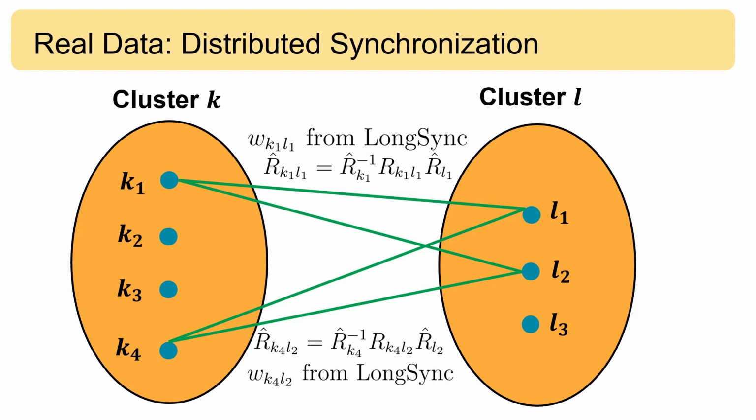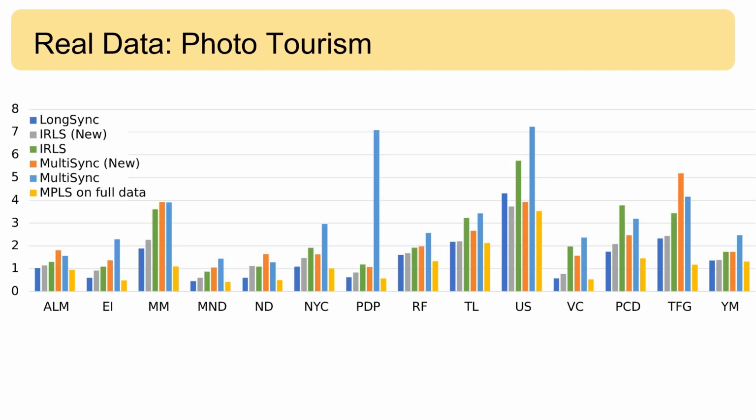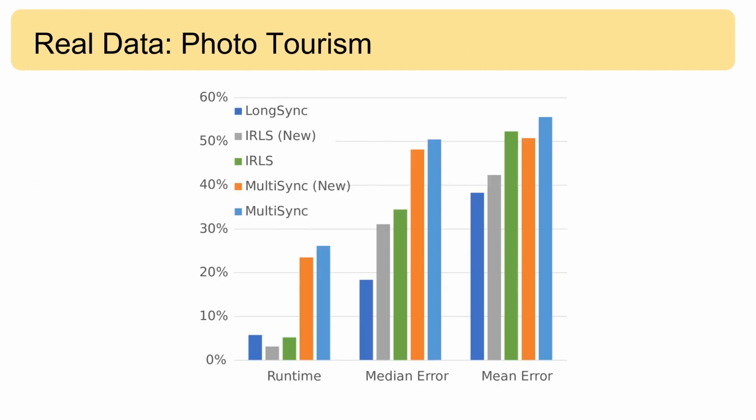Then, we take the weighted average of relative rotation estimates from each edge as the initialization of the L1 rotation averaging. We summarize the results on phototourism here. As we can see on the comparison plot, our method achieves a much lower mean and median error than iterative weighted least squares without significantly increasing runtime.